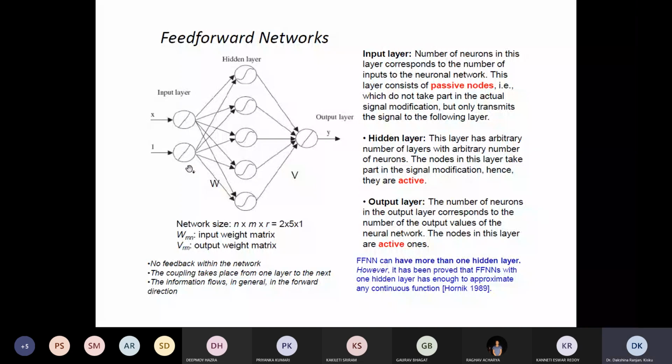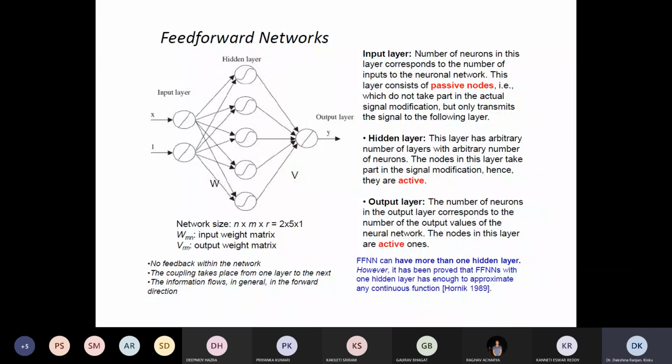So where is signal modification performed? Signal modification is performed in the hidden layer, or you can consider the output layer. The hidden layer has an arbitrary number of layers with an arbitrary number of neurons, and the nodes in this layer take part in the signal modification. Hence they are called active neurons, or we can say these neurons contain the activation functions.